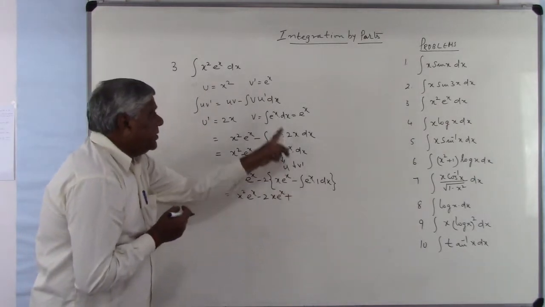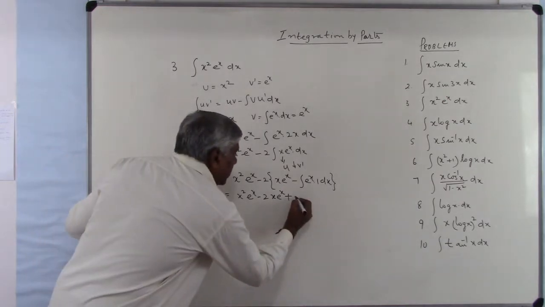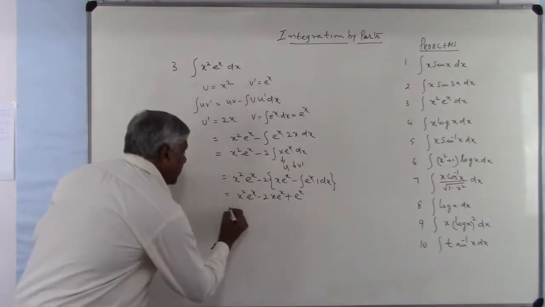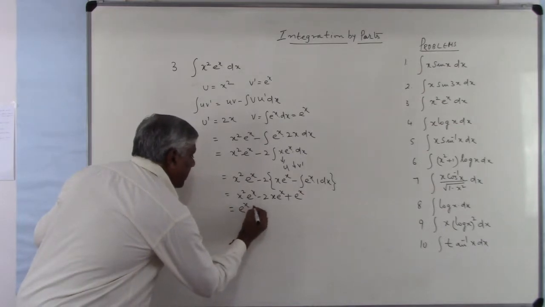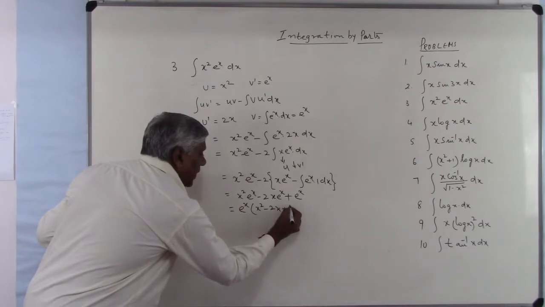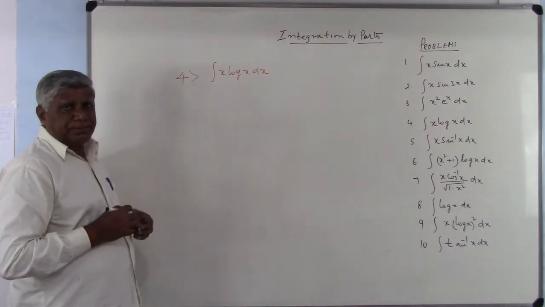Now integral e to the power of x dx is what? e to the power of x itself. So write e to the power of x. Now what is common among this? e to the power of x is common. e to the power of x times (x square minus 2x plus 2) plus c is the answer for this.